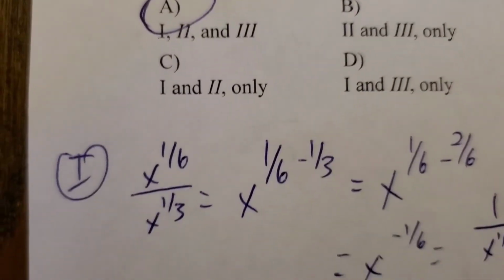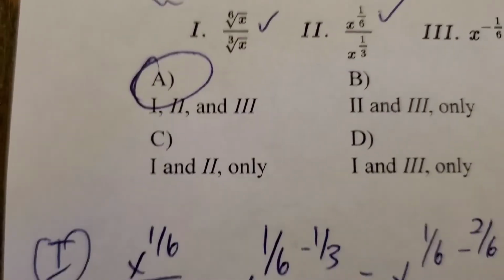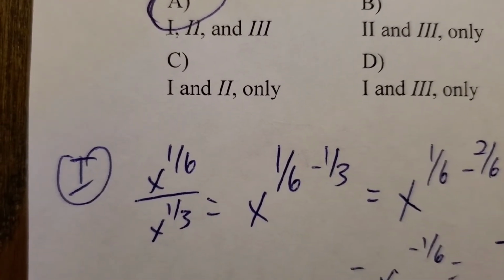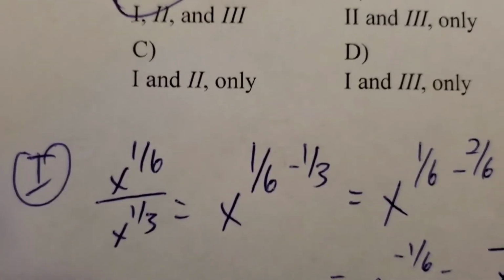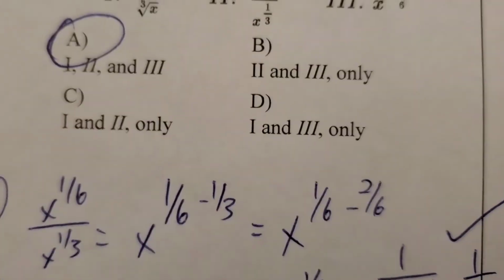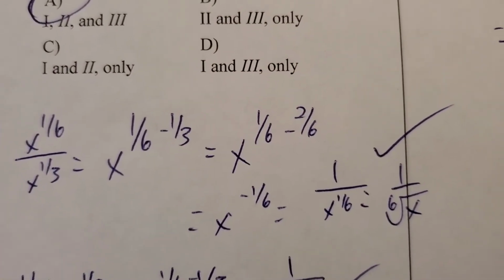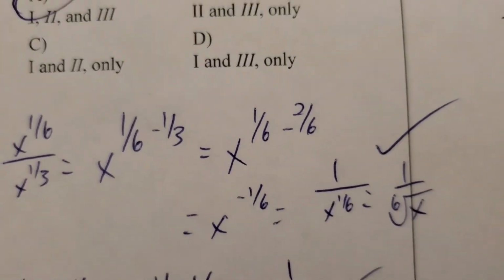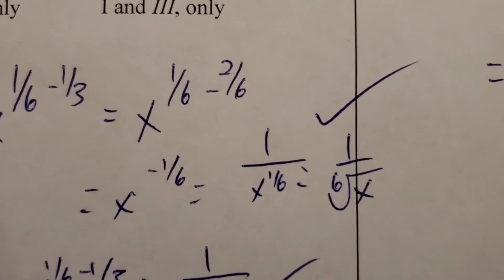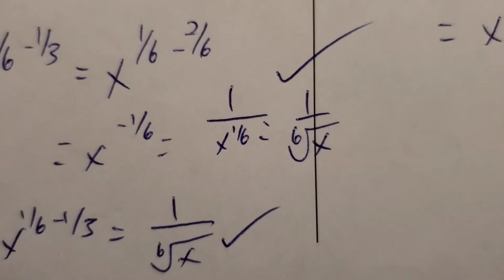All right, the first scenario, well, the 6th root of x over the 3rd root of x, that's just x to the 1/6 divided by x to the 1/3. When we're dividing common bases, we subtract the exponents. 1/6 minus 1/3 becomes 1/6 minus 2/6, which is negative 1/6. So we get x to the negative 1/6 power, which is 1 over x to the 1/6, which is indeed 1 over the 6th root of x.